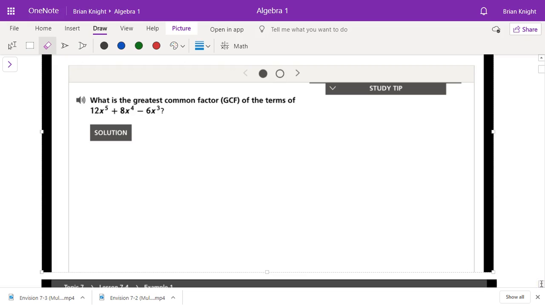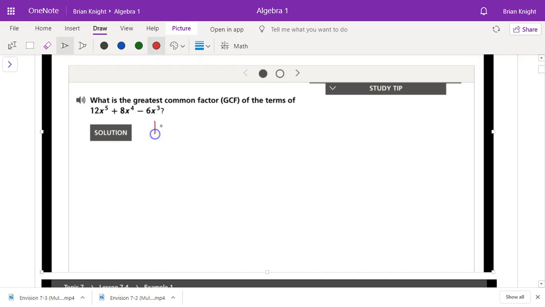It says, what is the greatest common factor, the GCF, of the terms 12x to the fifth plus 8x to the fourth minus 6x to the third? So first we're going to do the numbers, and then the variables, and then combine the two, okay?